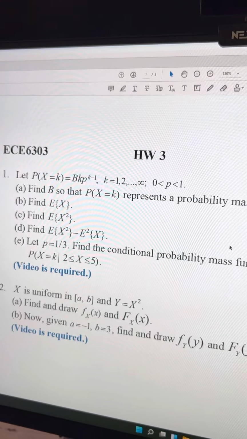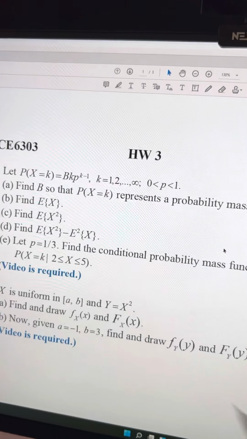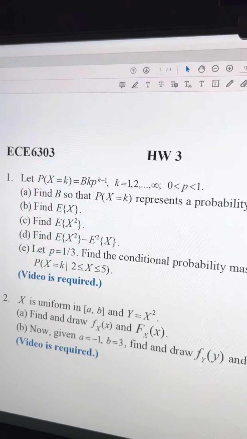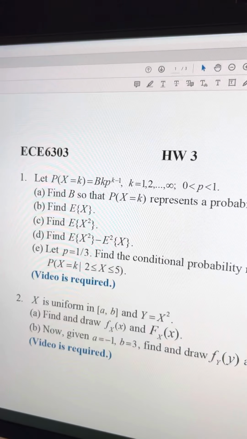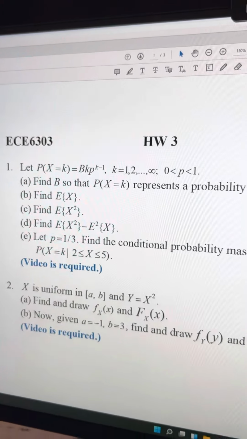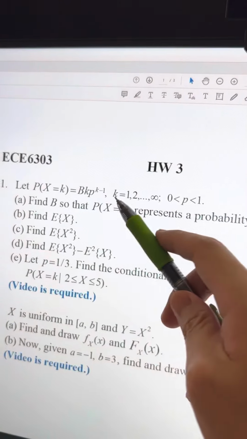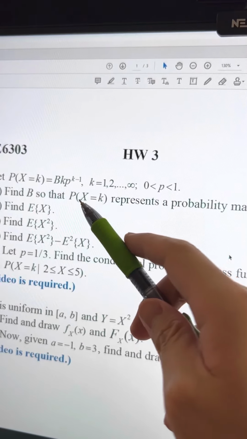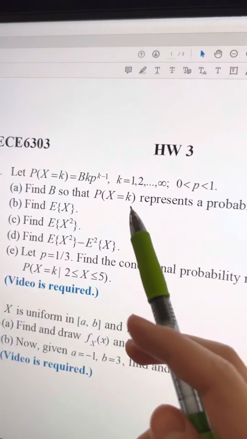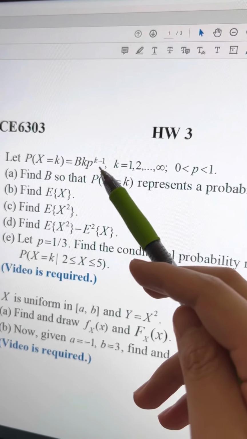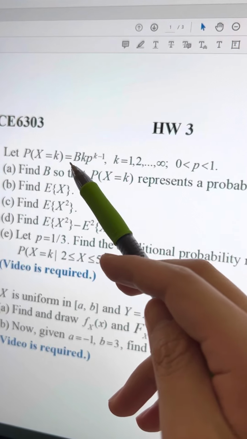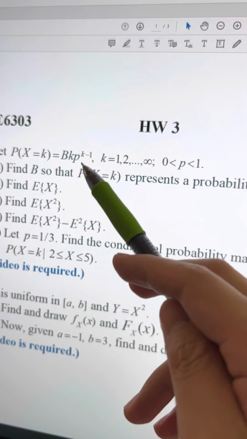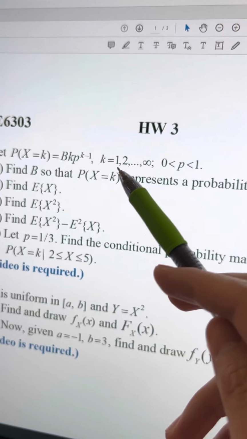It wants us to calculate this function, and there are 5 sub-questions. So firstly, I think the point is how to calculate the summation of p to the power k minus 1, times k. It is hard because there is a term of k before the p to the power k minus 1.